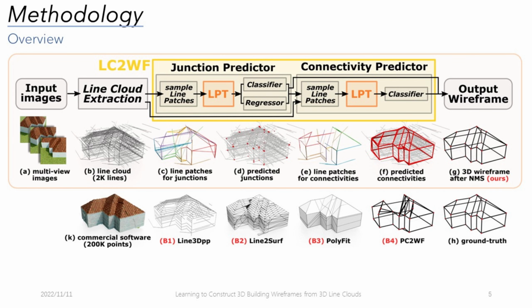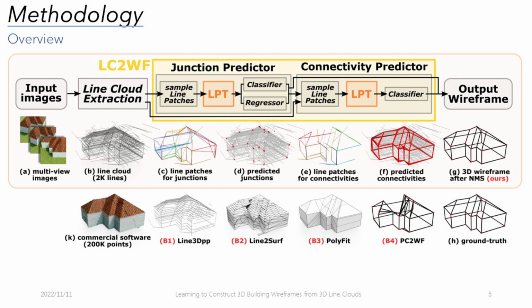Here are details about our pipeline. We use multiple images as the input to line cloud extraction. The extracted line cloud, as shown in B, is then fed to our framework. Our framework consists of two modules, a junction predictor and a connectivity predictor. These two modules have a similar structure, which consists of sampled line patches, a line patch transformer, and a classifier or regressor.